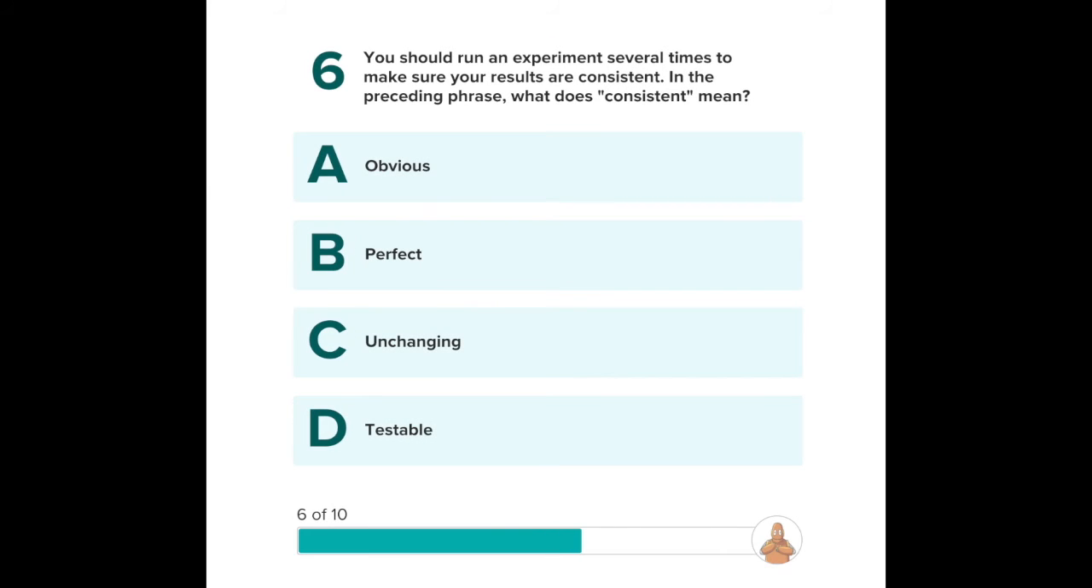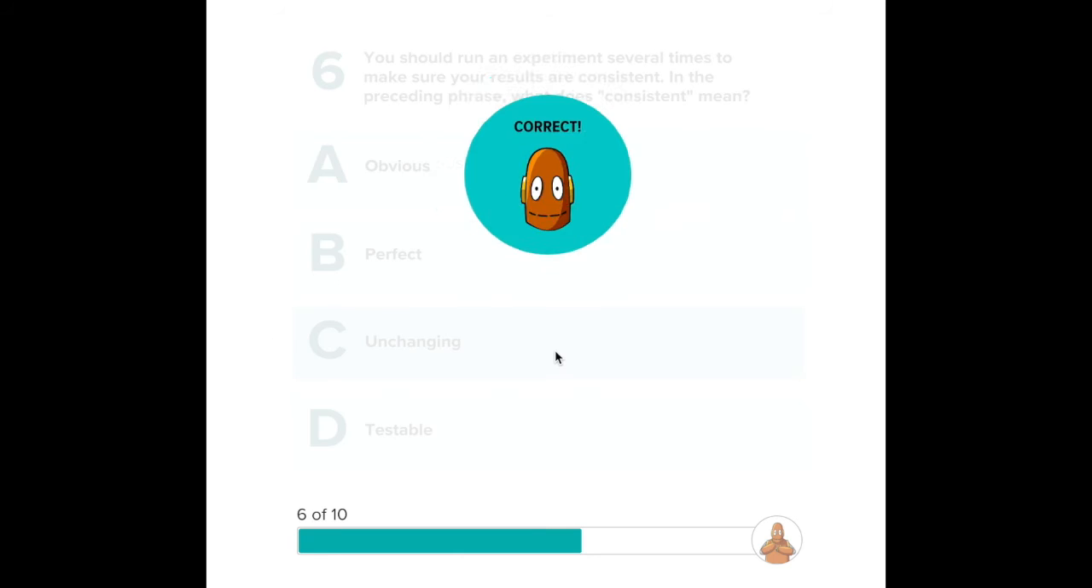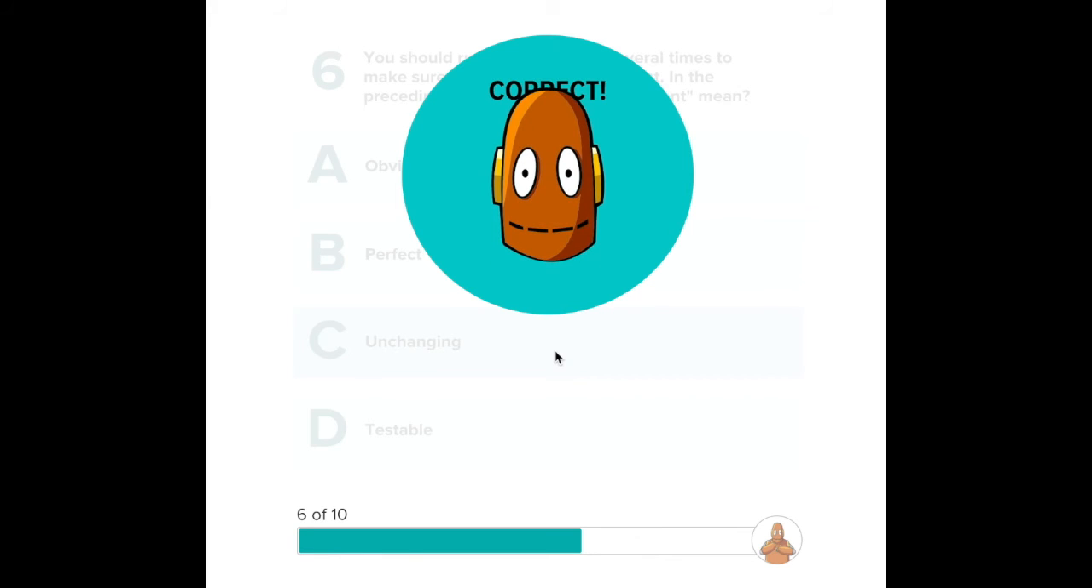Number 6, you should run an experiment several times to make sure your results are consistent. In the preceding phrase, what does consistent mean? Consistent means unchanging, so the answer would be C. Every time you do the test, the result should be the same.